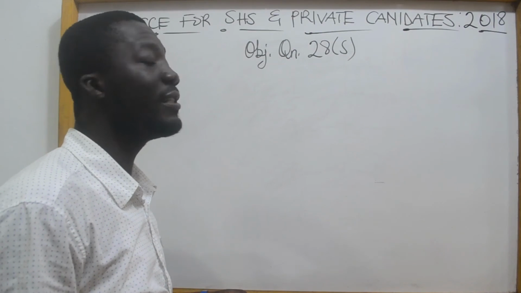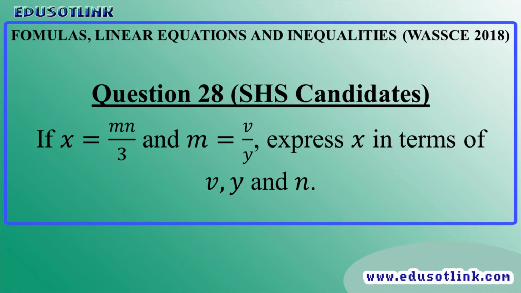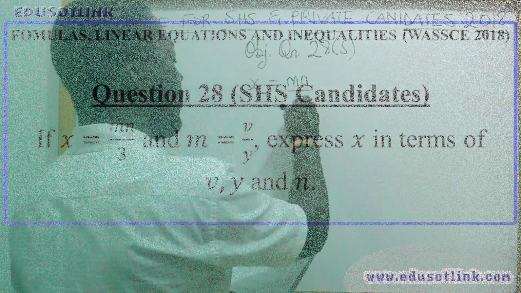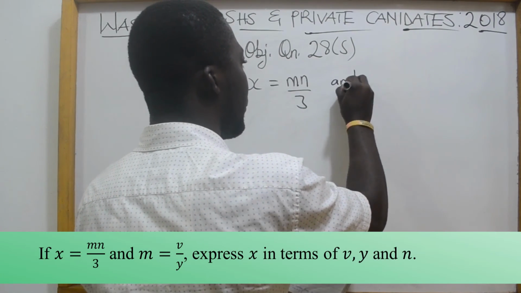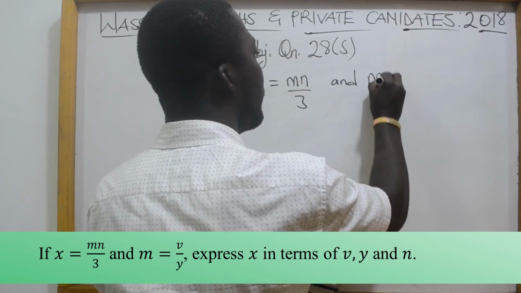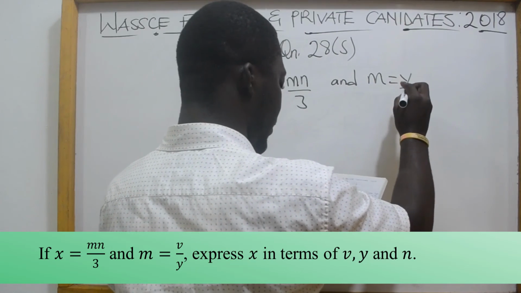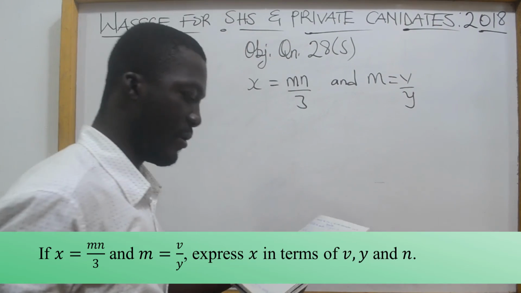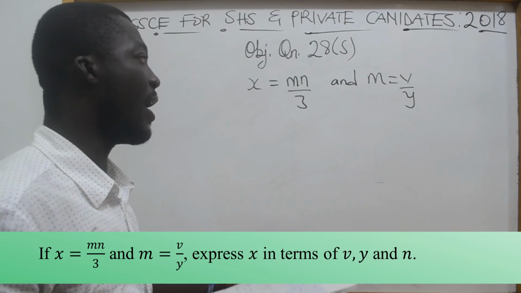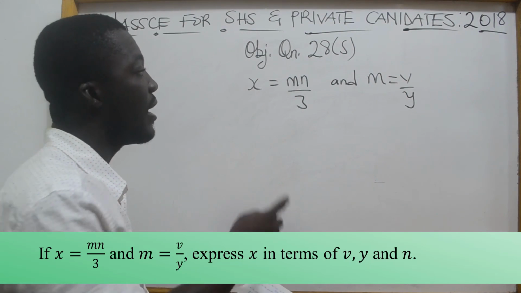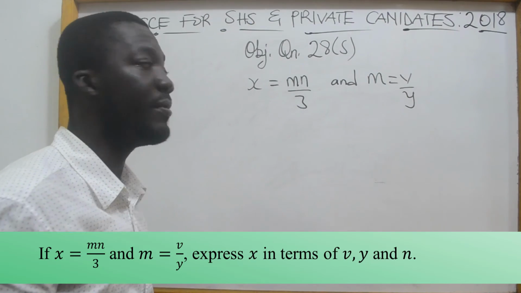Objective question 28 for SHS candidates. If x is equal to mn over 3 and m is equal to v over y. The question says express x in terms of v, y, n, meaning we are to get rid of the m there.